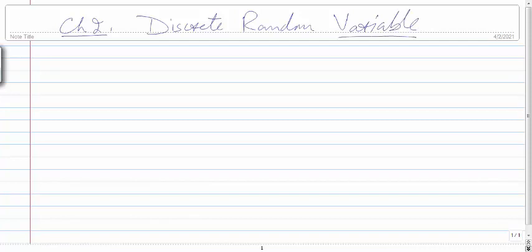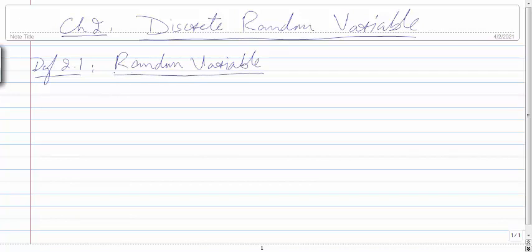Here today we discuss discrete random variables. So this is chapter number 2, discrete random variable. Now before starting this, let's define the first definition of this chapter, which is about random variable. So what is a random variable?